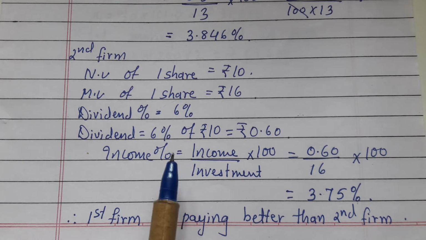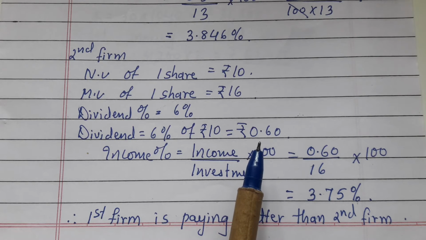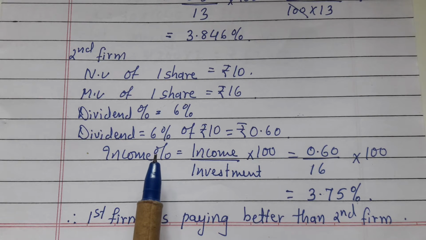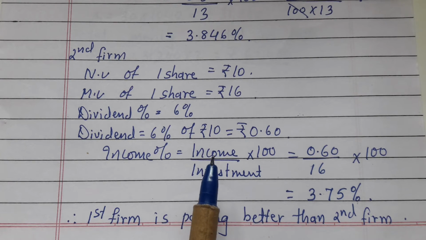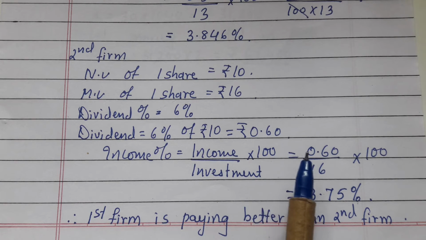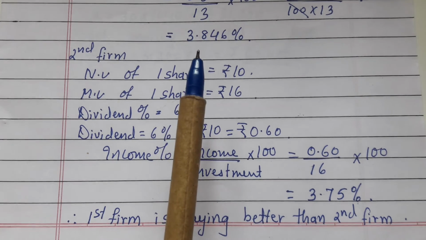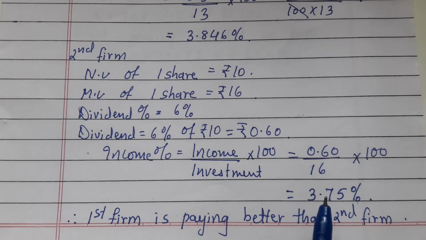Second firm, NV of 1 share rupees 10, MV of 1 share rupees 16, dividend percent 6%. Dividend is equal to 6% of rupees 10, that is equal to rupees 0.60. Income percentage is equal to income upon investment into 100. Income is 0.60 upon 16 into 100, that is equal to 3.75%. In first firm 3.8, here 3.7, therefore first firm is paying better than second firm.